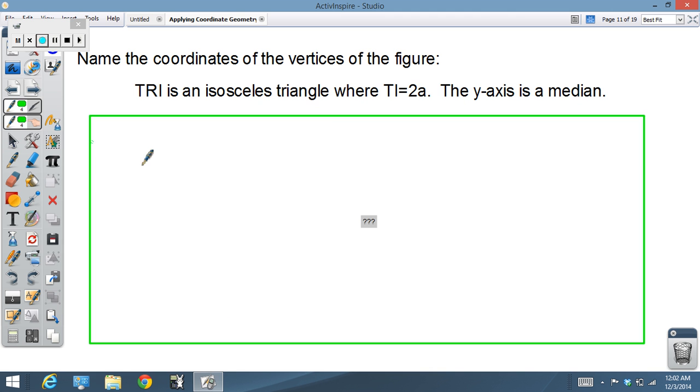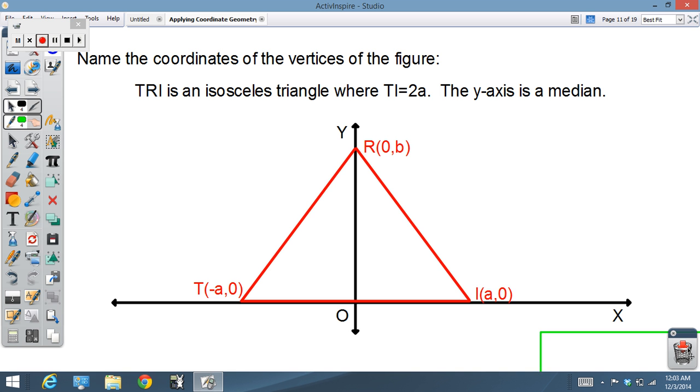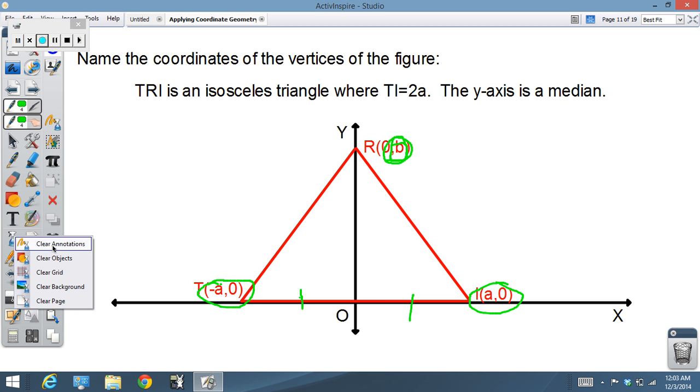Okay, try it again here. We now have an isosceles triangle, TRI, where TI is equal to 2A, and the y-axis is a median. Pause, and I will show you what that looks like right away. All right, isosceles triangle. TI, the length is 2A, the y-axis is a median, which means it goes from a vertex to the midpoint of the opposite side, meaning these are congruent. Therefore, I'm at negative A, 0, positive A, 0 for I. Now R, I had to choose another variable because it has nothing to do with A. That's why the B is in there. Okay?